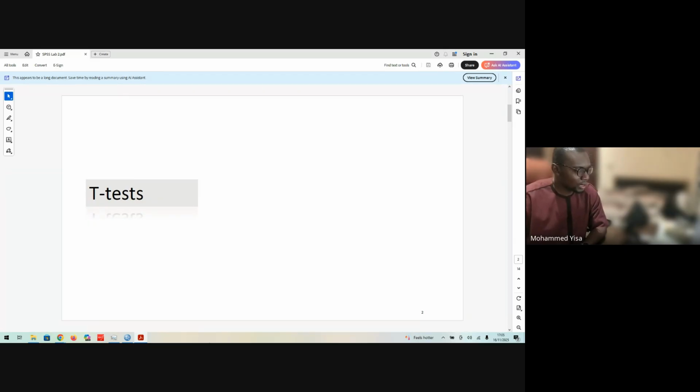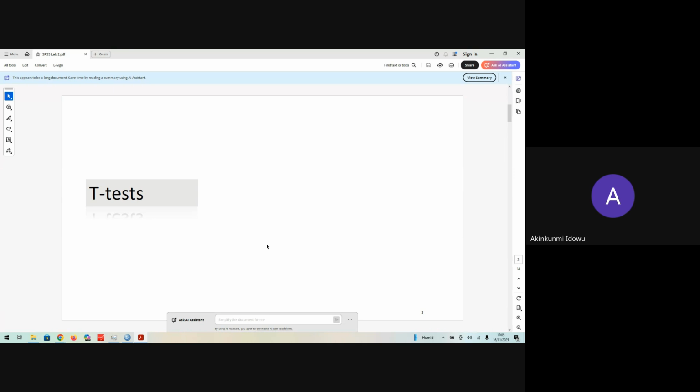And if someone can just confirm to me that you can see my screen, that will be helpful as well. Can anyone see my screen? Yes, you can see your screen.